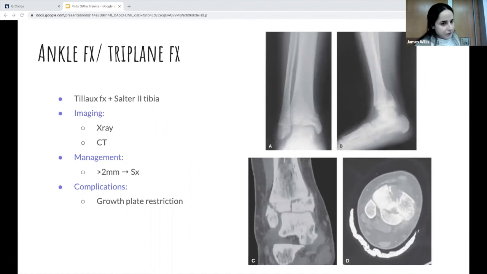The triplane fracture is also a specific pediatric fracture. It's the Tillaux fracture plus a Salter-Harris 2 of the tibia. And this is basically the same: if there is more than 2 millimeters displacement, they need surgery. Because it's also intra-articular, you might need to get a CT for better imaging than the X-ray. The complication will be growth plate restriction, okay?